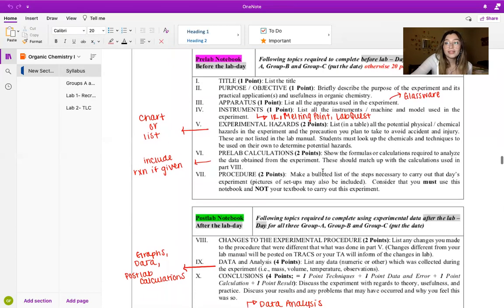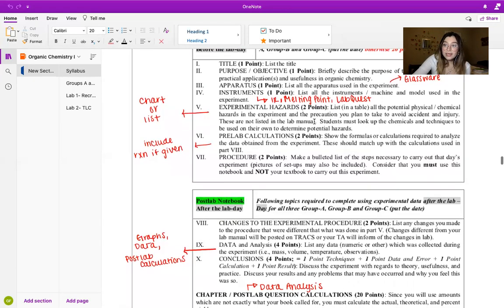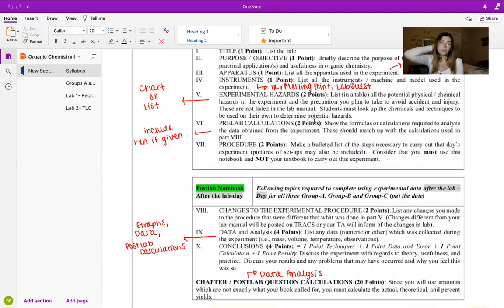For apparatus and instrument, this is something that they have just added, and I'm going to explain the difference. An apparatus is anything that is glassware, something like a glass pipette, a beaker, a flask, anything like that goes under apparatus. An instrument is something like the IR machine, the melting point machine, and the LabQuest. If you have any questions about those or if you're confused, just let me know.